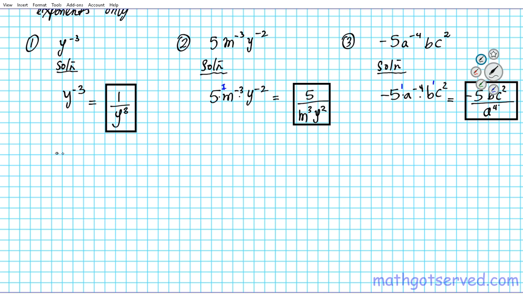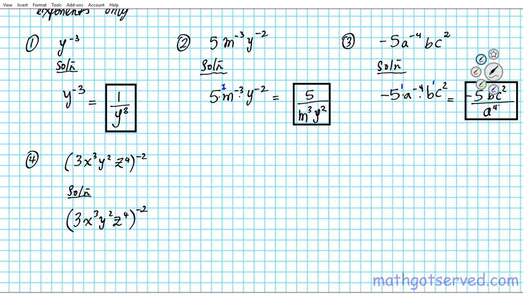All right, let's take a look at question 4. For problem 4, what if we were to simplify the quantity 3x to the third y squared z to the fourth, all raised to the negative 2 power? All right, let's do it. So we have 3x to the third y squared z to the fourth raised to the negative 2 power.